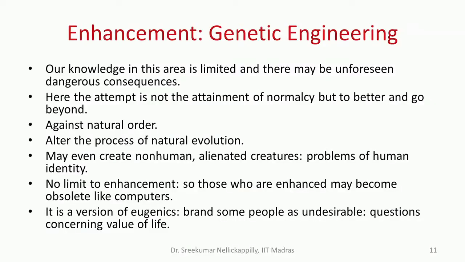So, they will become like smartphones and computers, their identities, not like human beings. It is a version of eugenics, to brand some people as undesirable, a question concerning the value of life. Genetic engineering and the whole idea of enhancement can create the possibility of eugenics. And we have seen the historical version in human history, the ways in which it can be really undesirable. The idea of eugenics reminds us of Nazi Germany, where certain people were treated as worse than animals, not as human beings.